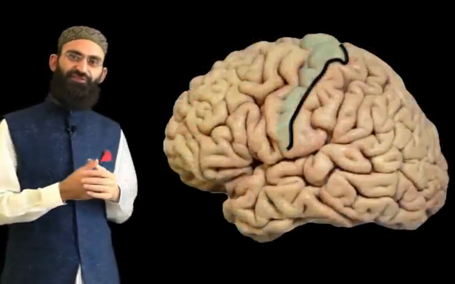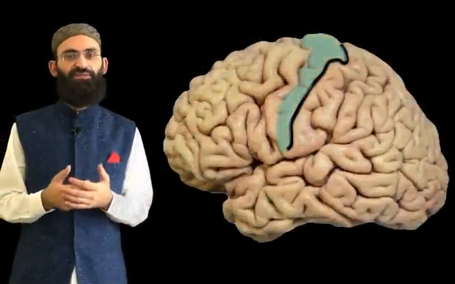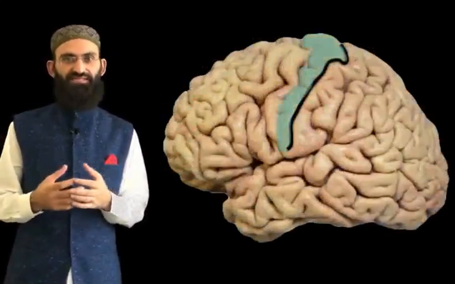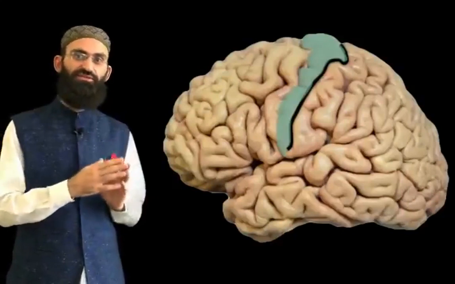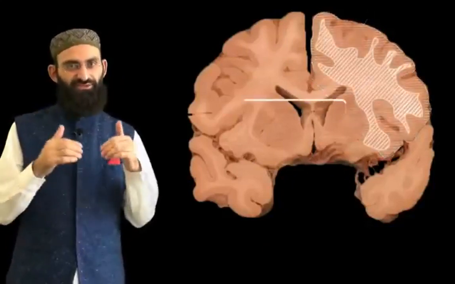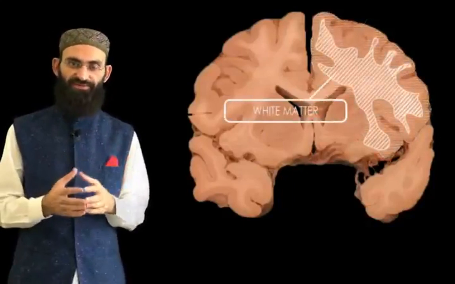This gyrus in front of the central sulcus is called precentral gyrus, and it serves as primary motor cortex. This is the command and control center for voluntary movements. If we look at the cross section of the cerebral hemispheres, you will notice a darker outer layer called gray matter and inner lighter area called white matter. Gray matter primarily consists of neuronal cell bodies, while white matter is made up of myelinated axons of these neurons.